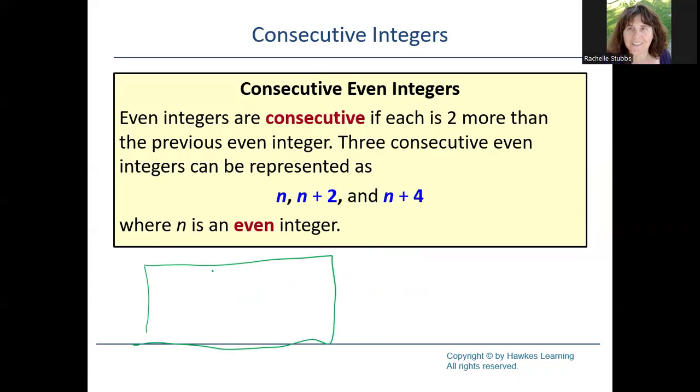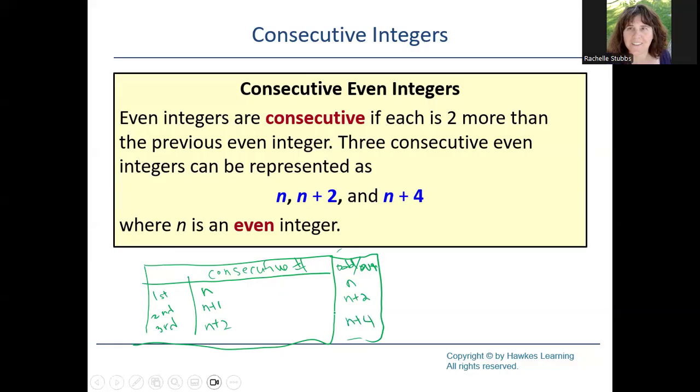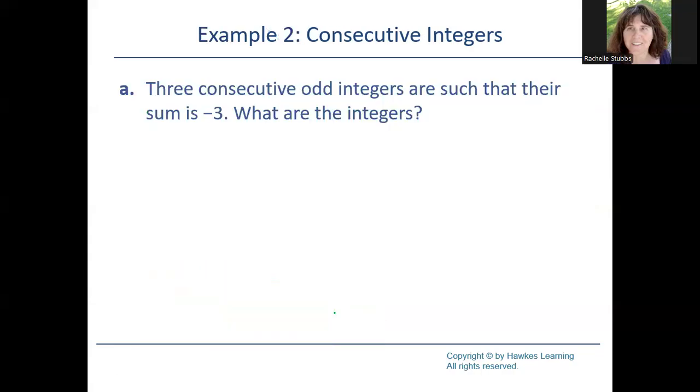And I would say consecutive numbers. And then I would be like first, second, third, so I could show how the pattern worked. The first one would be n, the next one would be n plus 1, and the next one would be n plus 2. And then maybe in this chart, I would have a little segment over here, consecutive numbers that are odd or even would be n, n plus 2, n plus 4, so that I remembered that's how I should do them. Okay, so let's look at a couple problems.